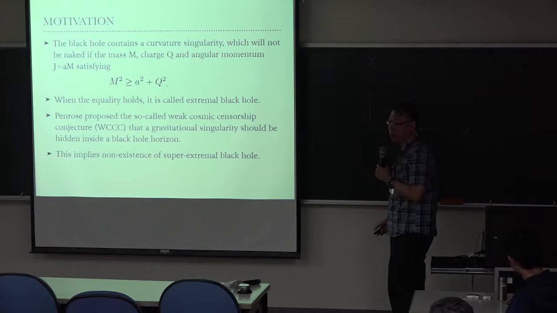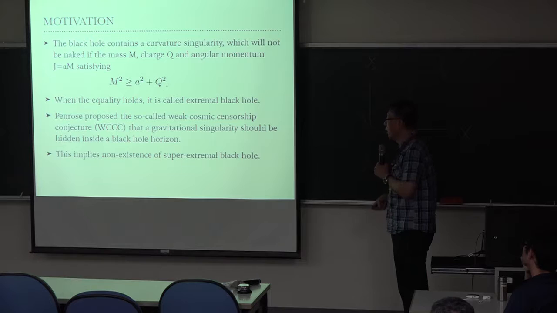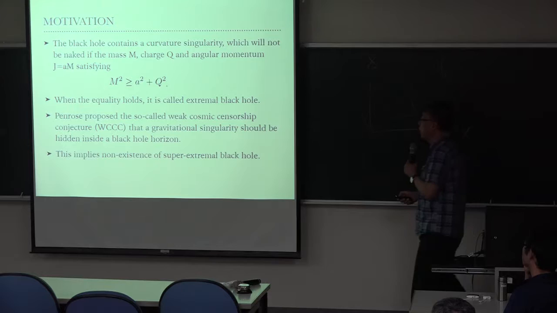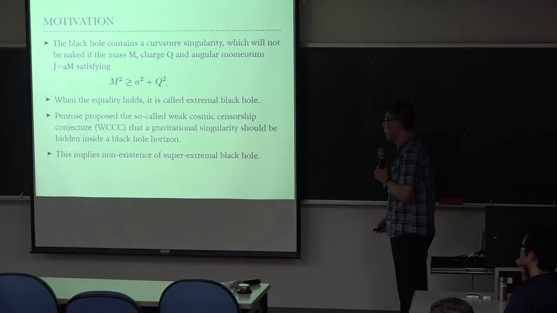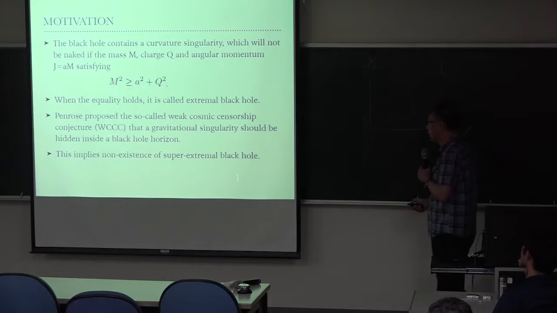So once you violate this inequality, you are going into the super-extremal region, and then a naked singularity will form. Because we don't like naked singularities so much, Penrose proposed the so-called weak cosmic censorship conjecture, which says that a gravitational singularity should be hidden behind the horizon. So this implies that we don't have this super-extremal black hole.